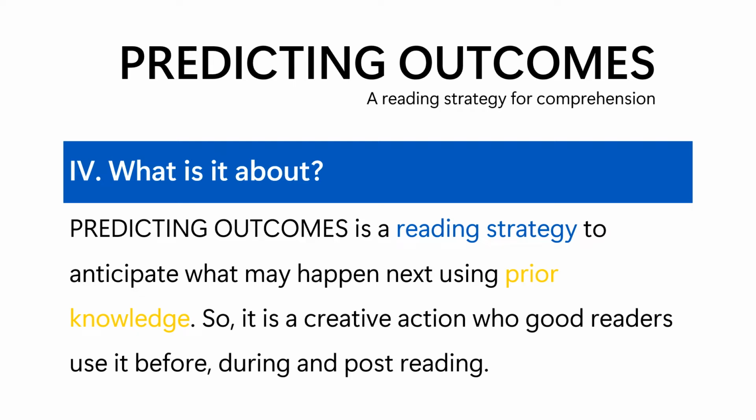Okay, now we are in number four. What is predicting outcomes? What is that reading strategy for comprehension? Well, predicting outcomes is a reading strategy to anticipate what may happen next using prior knowledge. So it is a creative action that good readers use before, during, and after reading. So let's improve the students' prior knowledge. Many could be tuned in.